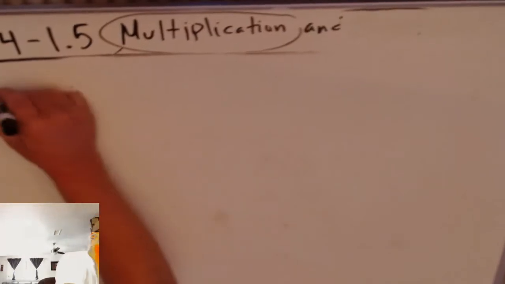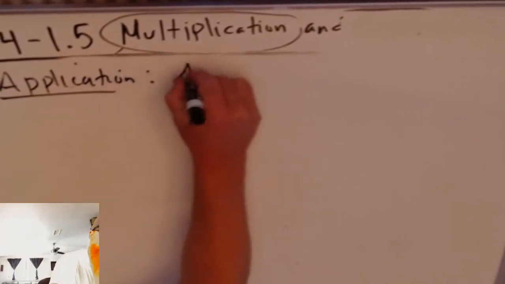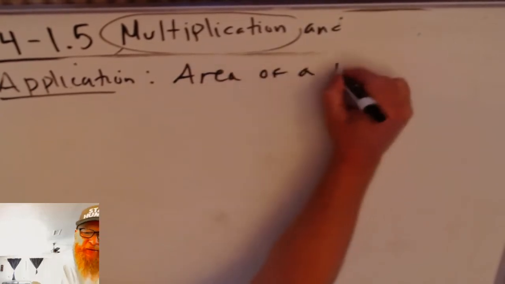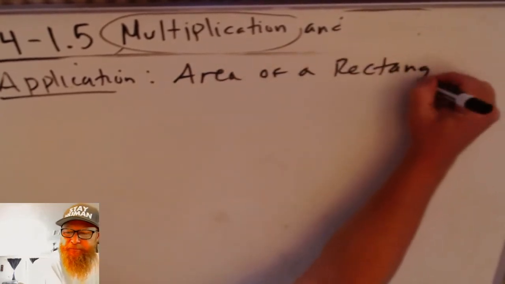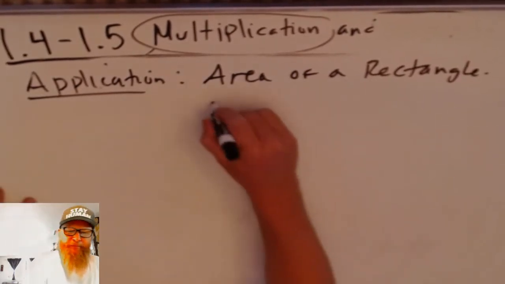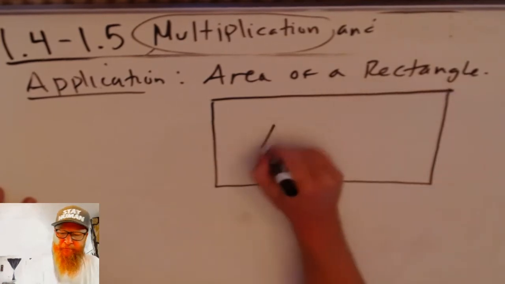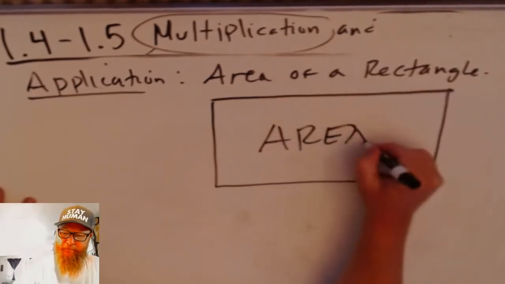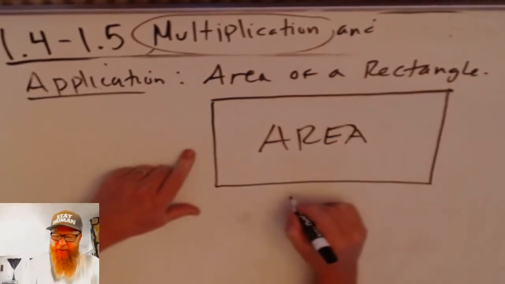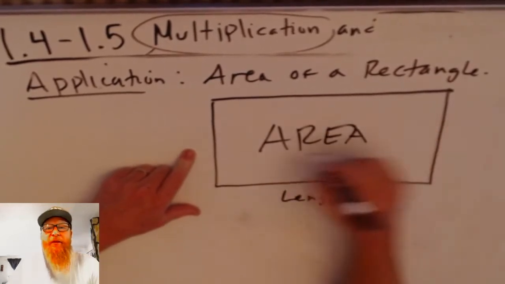A good application of multiplication, the main application, is the area of a rectangle. So we have length and width.